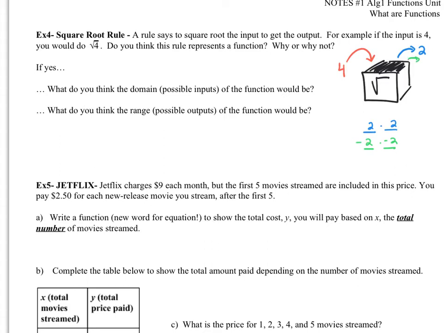So when I put in 4 and I apply the square root, I don't know if I'm going to get out a 2 or a negative 2. So this would be an example of a non-function. So no, because each input would have 2 outputs.